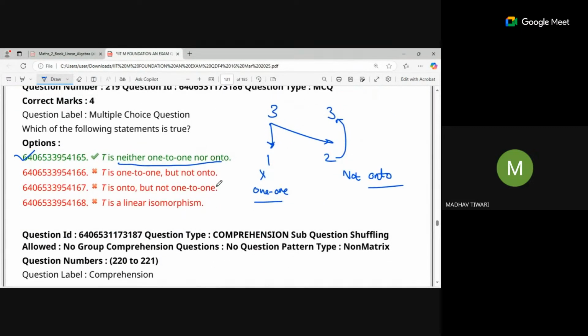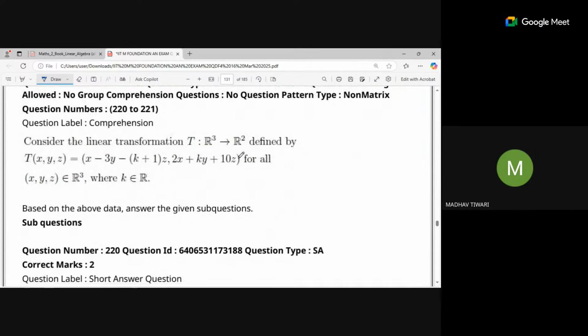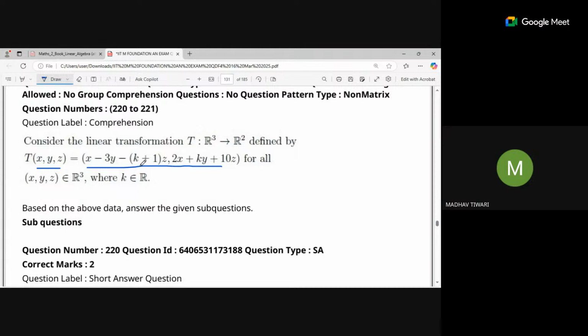So I got it, it's neither 1 nor 2. After it, I have a question here in this one. Transformation of x, y, and z are given like this, and we have to find out, for all, the value of k for which nullity of this transformation is 2. I have to find out the nullity of this transformation. So I have methods like I can equate it to 0, 0, and then I can find out the null space in that case.